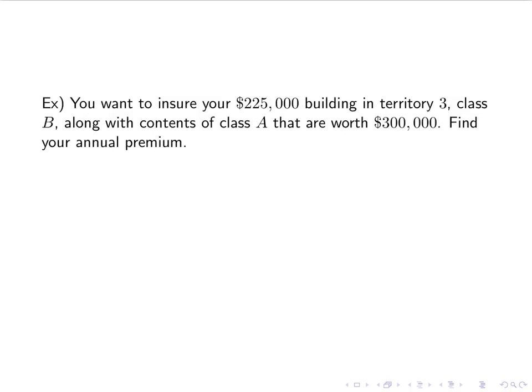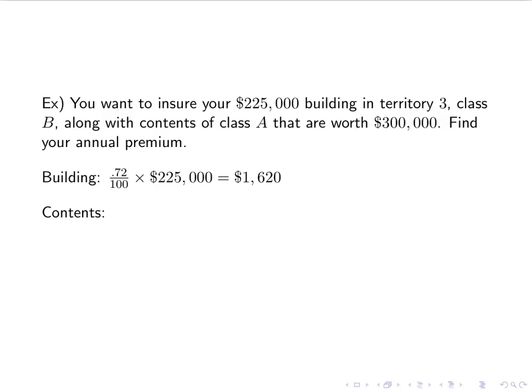So let's try another one. You want to insure your $225,000 building in Territory 3, Class B, along with contents of Class A that are worth $300,000. Find your annual premium. So we start with the building. Territory 3, Class B, and we should be getting 0.72. So 0.72 divided by 100 times the face value of your building, and we should be getting $1,620.